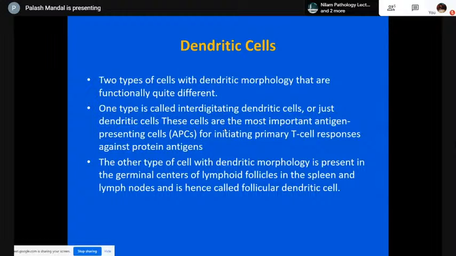Follicular dendritic cell is actually not an APC. The follicular dendritic cell has got a different function. It is usually present in the germinal centers of the lymph nodes, lymphoid follicles in spleen and lymph nodes. Okay, so there it basically serves a macrophage function. It eats up the debris, whenever the lymphoid cells are dying, they eat it up. So they are the follicular dendritic cells.